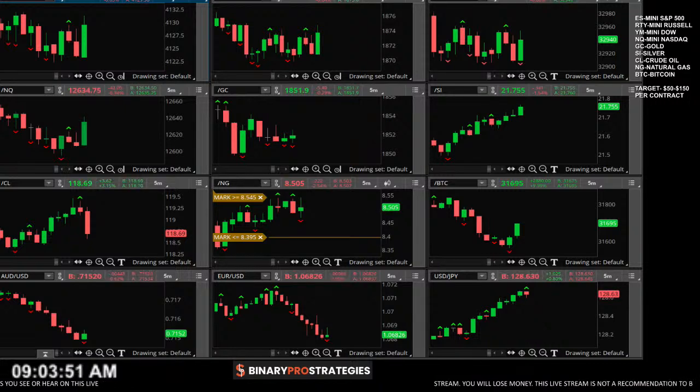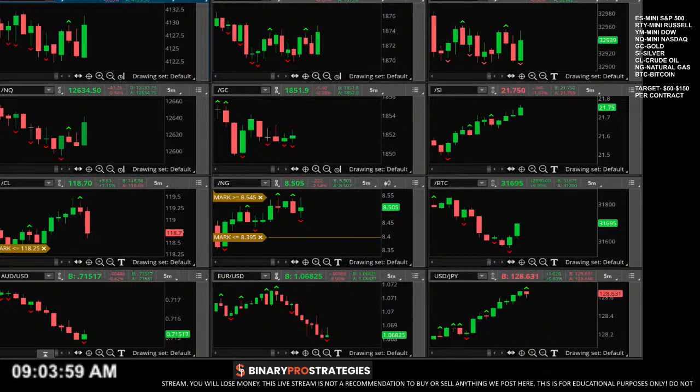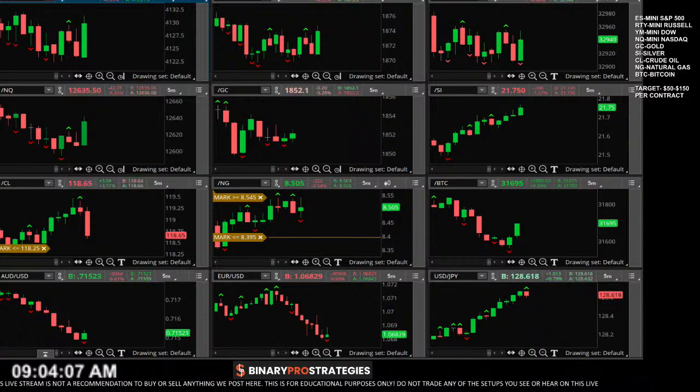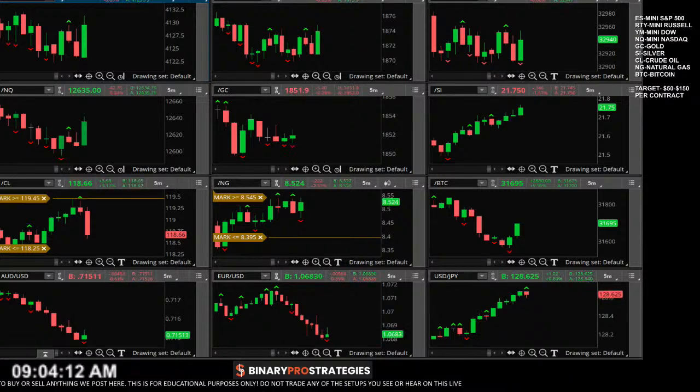If we hit 118.25, we'll exit the trade. Now, if for some reason we don't hit target and we need to reverse, we're going to reverse at 119.45. Okay, short crude, long natural gas.